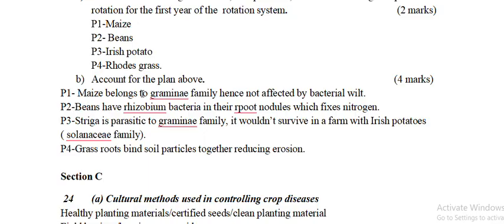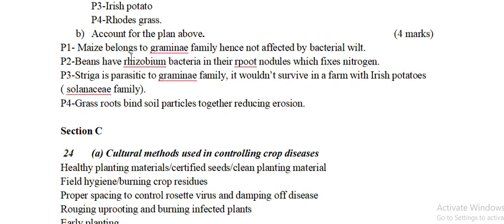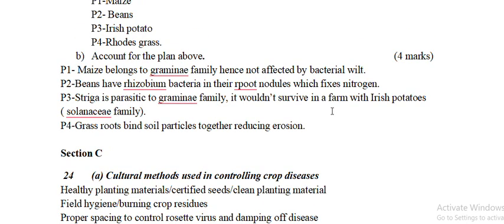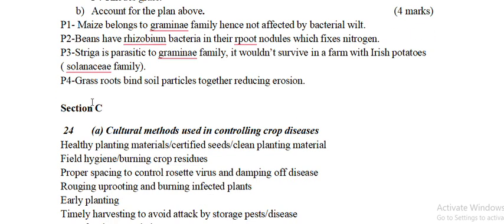In P1, you plant maize because it belongs to the Gramineae family, hence not affected by bacterial wilt. Then P2, beans have rhizobium bacteria in their root nodules which fix nitrogen. Then P3, striga is parasitic to the Gramineae family and it won't survive in a farm with Irish potatoes of the Solanaceae family. Then P4, grass roots will bind soil particles, thus reducing soil erosion.